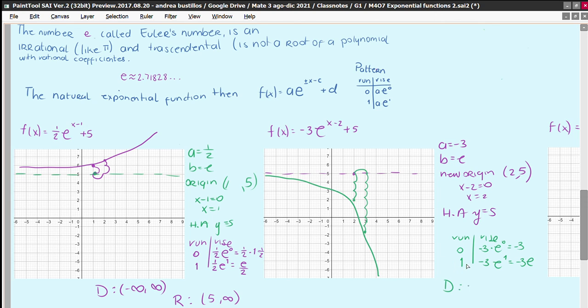So the domain for this function is -infinity, infinity as usual, and the range is determined by the horizontal asymptote and finding if the function opens upwards or downwards. This function opens downwards, meaning that the range has to be from -infinity to 5.